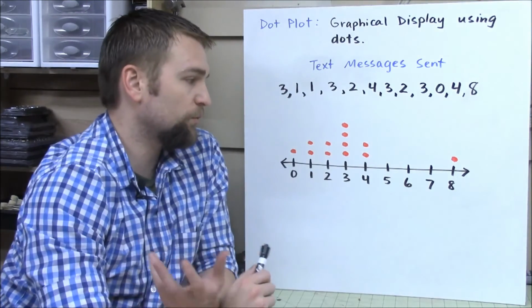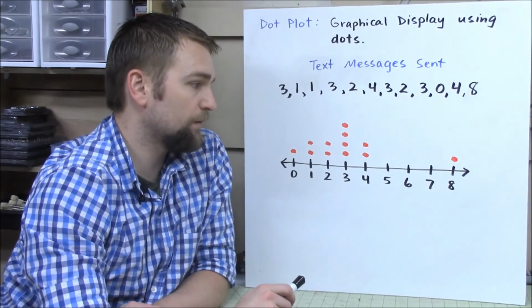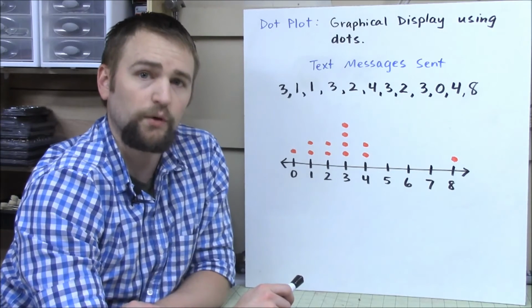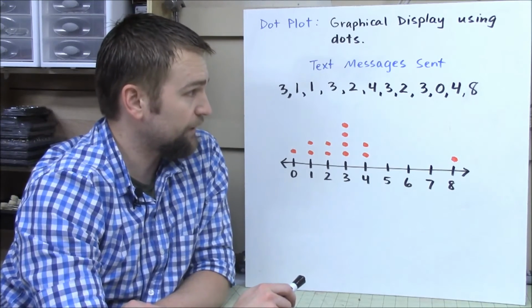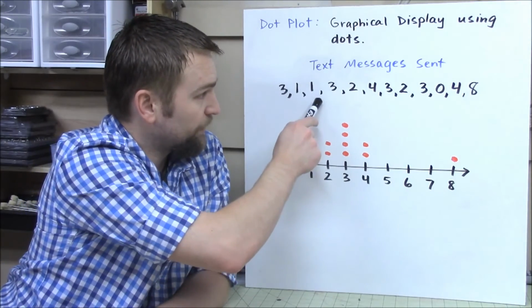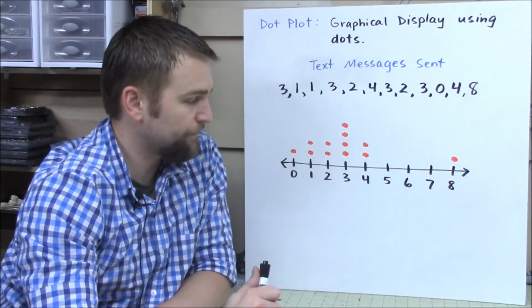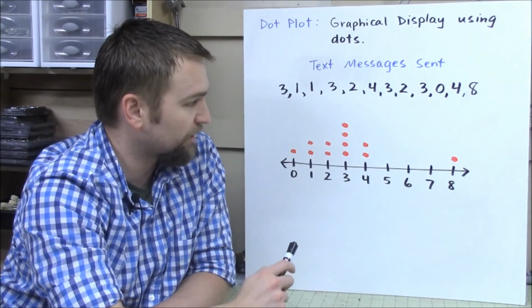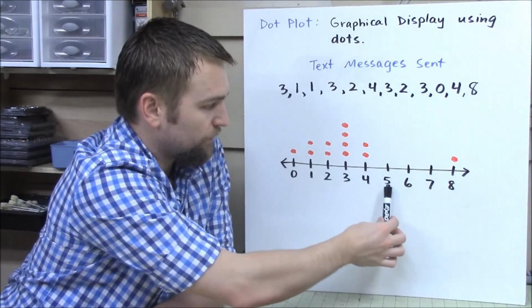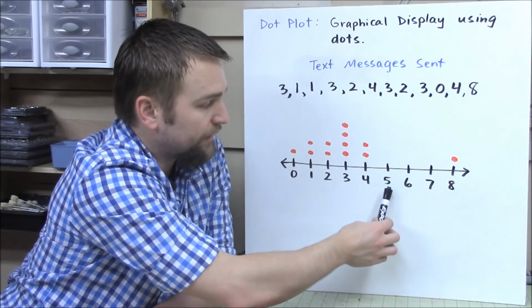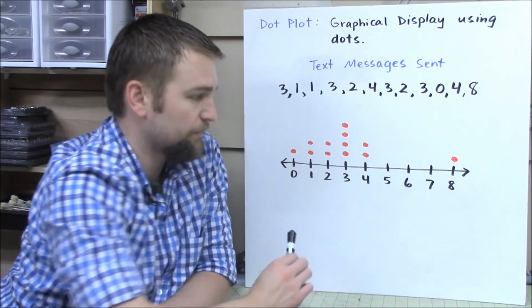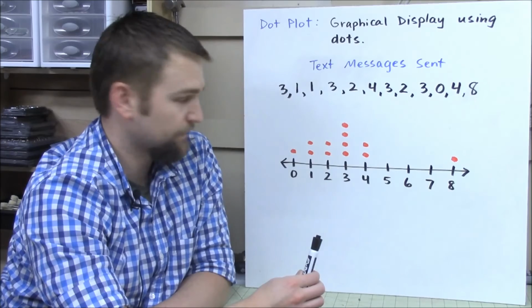The point of a dot plot is that it's a great visual representation of the data. Looking up here at these numbers, it's a lot harder. It takes a little bit more time for something to stand out. Whereas down here I can see very quickly that nobody had 5, 6, or 7 text messages sent.